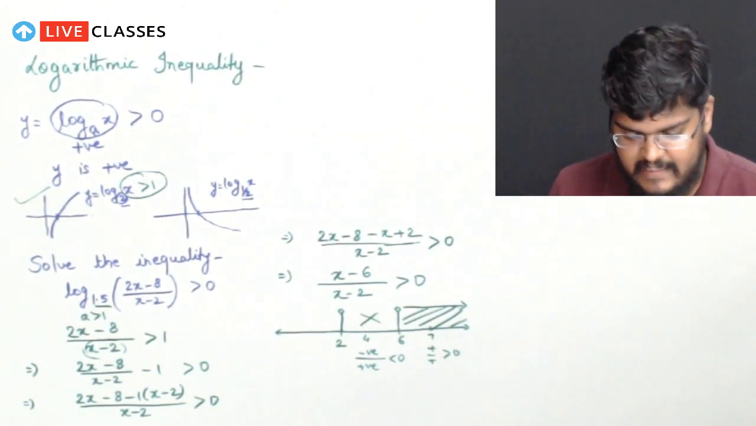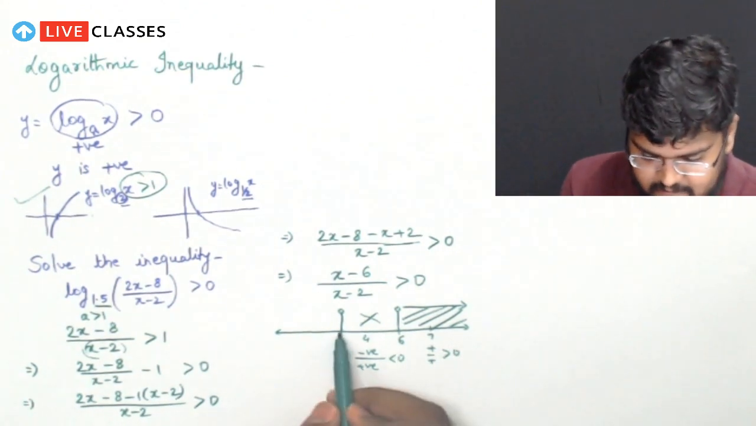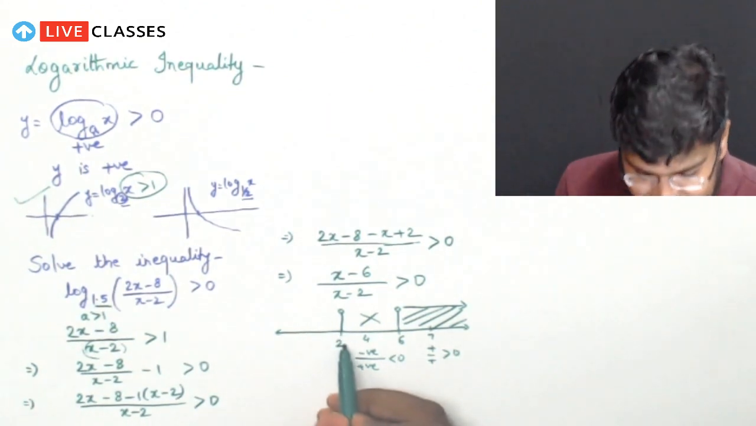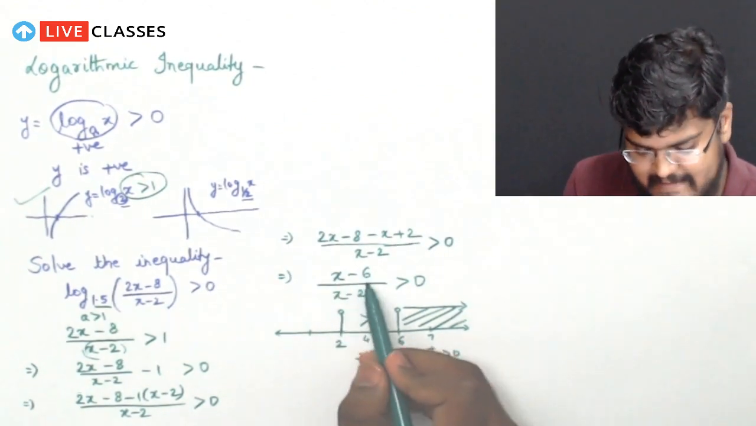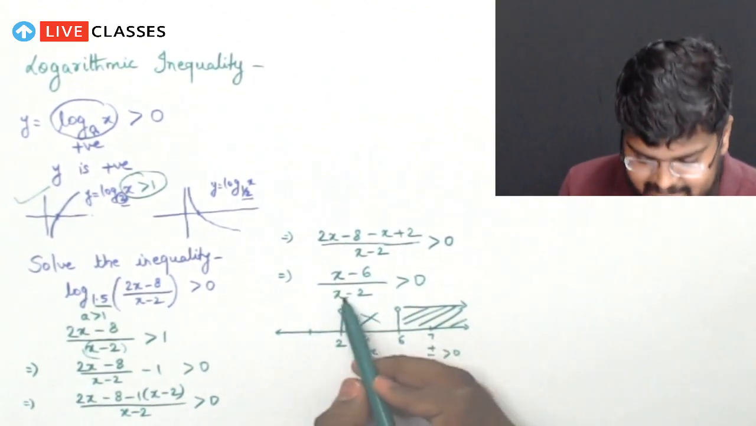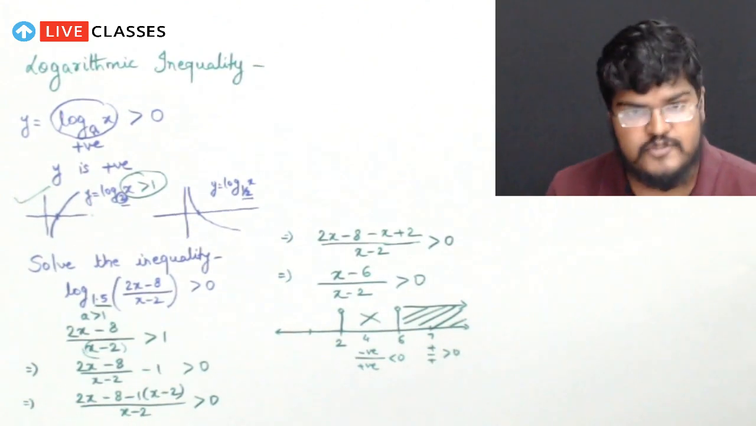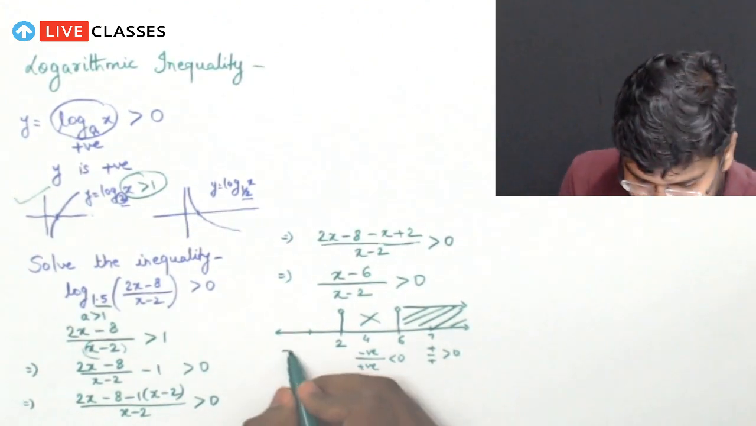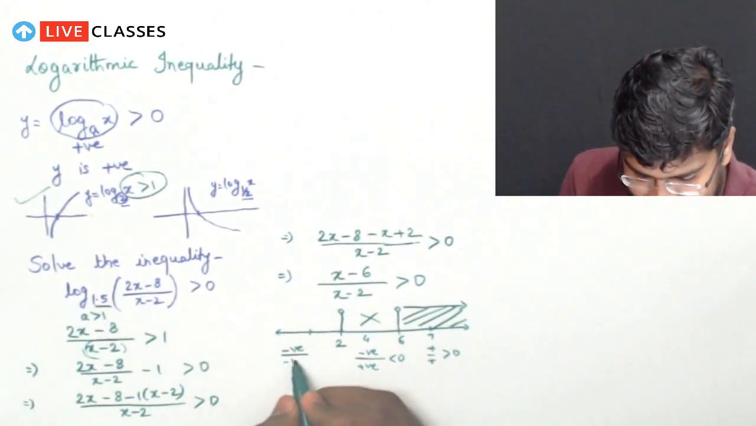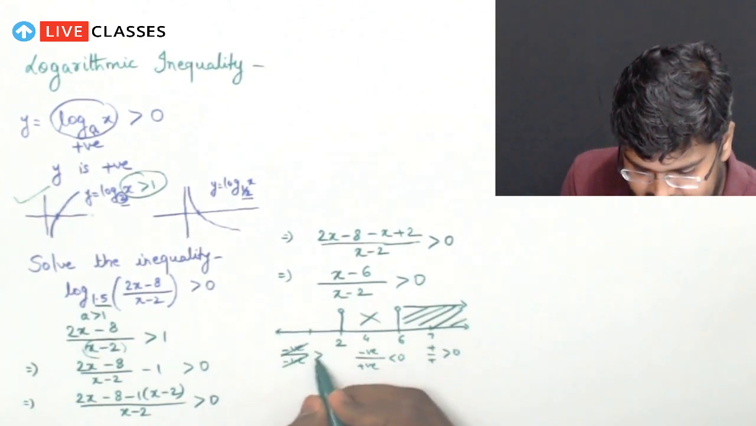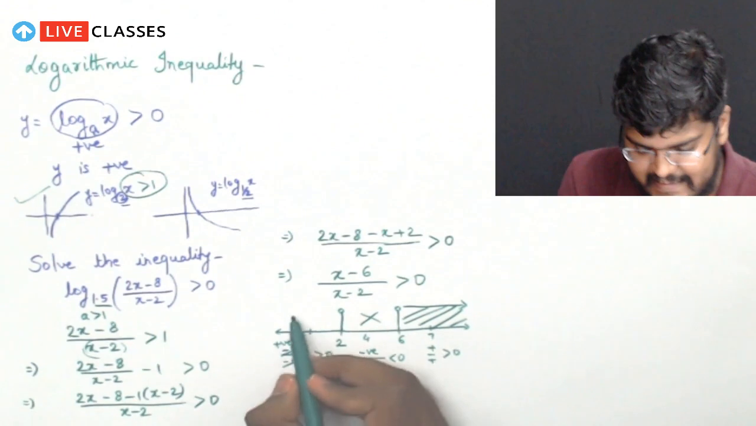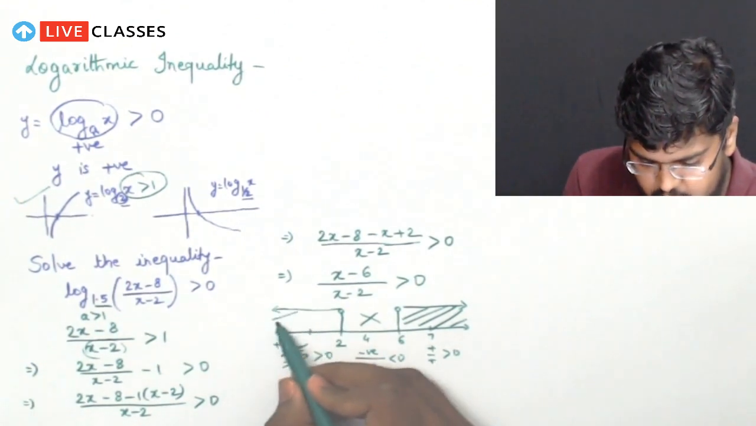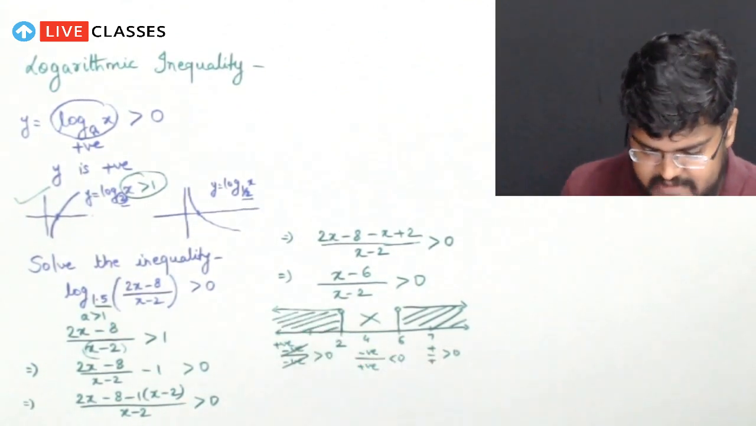And finally, for this third interval, for a value which is less than 2, I can simply put x as 0, and 0 minus 6 is minus 6, that is a negative value, and so is 0 minus 2, which is minus 2, again a negative value. That means negative upon negative, which upon simplification will give us positive, which is greater than 0. Thus I can say that this particular interval also lies in our solution set.